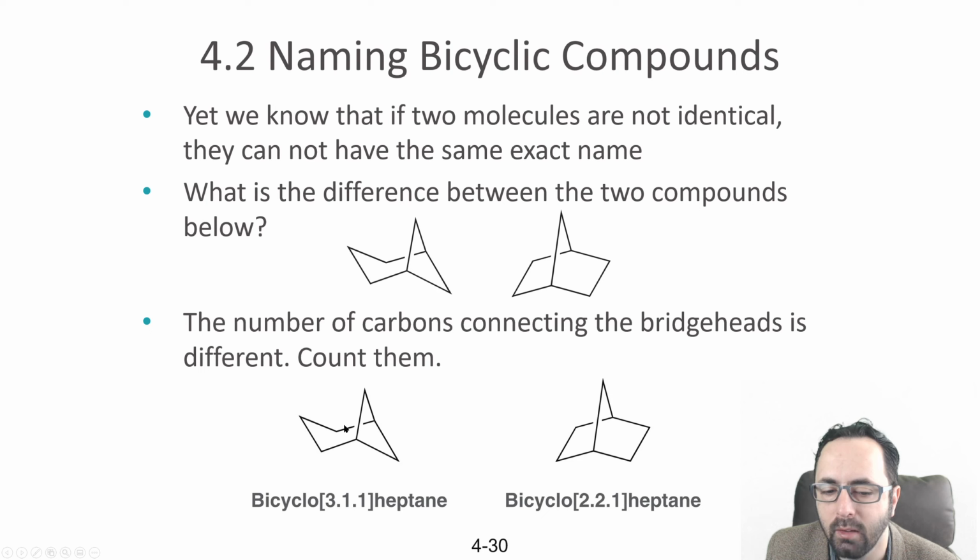3 being the longest area without the bridgehead here: 1, 2, 3. That's where the 3 comes from. Then we put a dot, 1 for this 1 carbon between these 2 points here, and finally 1 for this carbon up here. Whereas here, this is bicyclo 2,2,1 heptane, because on this side there's 2 carbons, on this side there's 2 carbons, and there's 1 carbon here between the 2 sides of the ring. And so that's how you differentiate between 2 bicyclo compounds. These are isomers, but they're just joined in a different place, so they're different molecules.